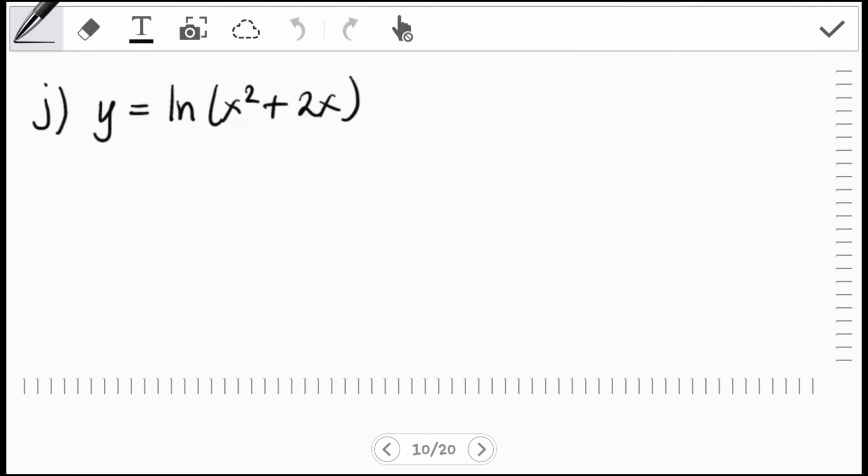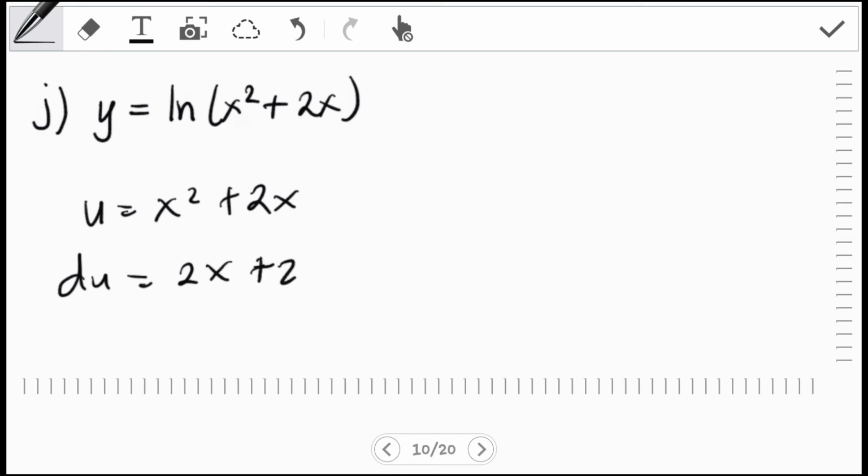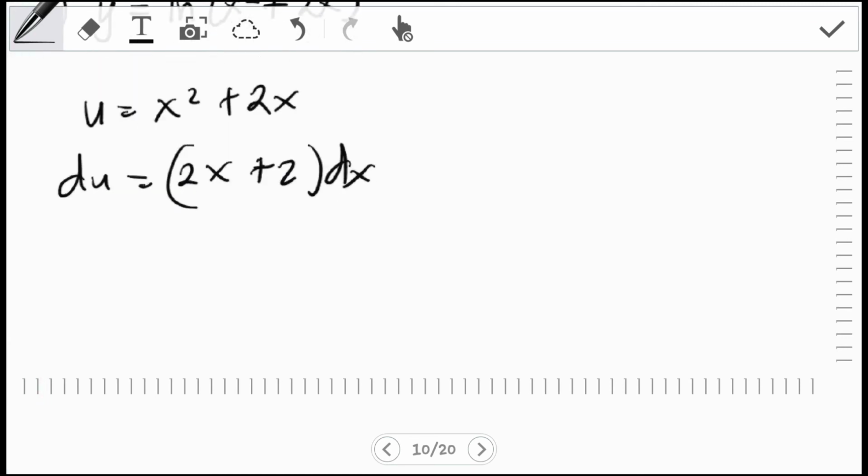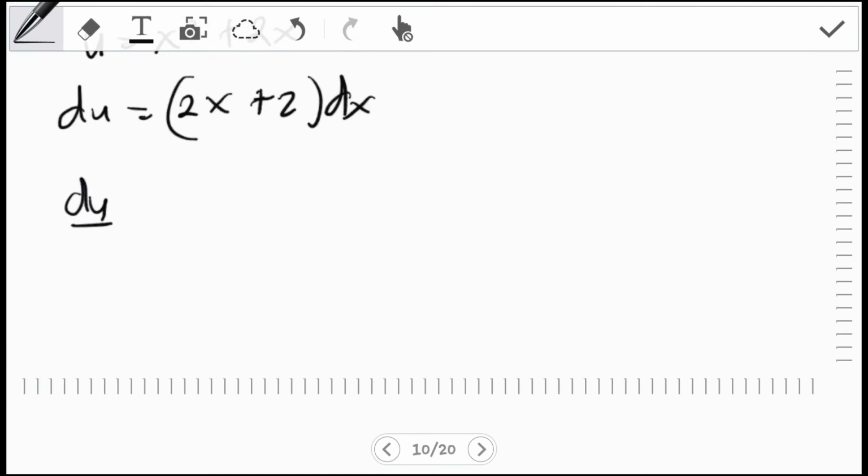What is the first derivative of y is equals to ln quantity of x squared plus 2x? Okay. So again, let u be equivalent of x squared plus 2x. Then du, that is equivalent of 2x plus 2, dx. Okay. So where du over dx, that is equivalent of 2x plus 2.